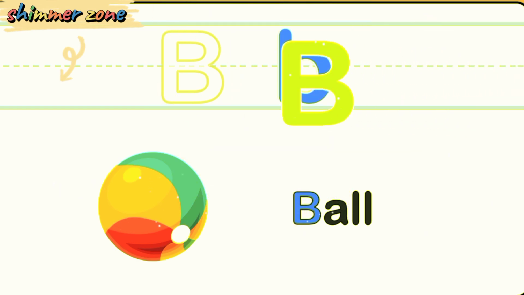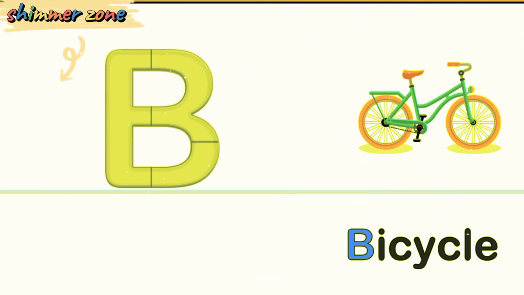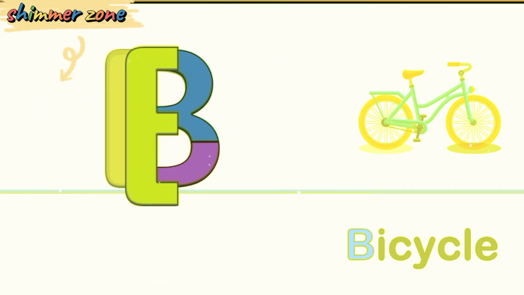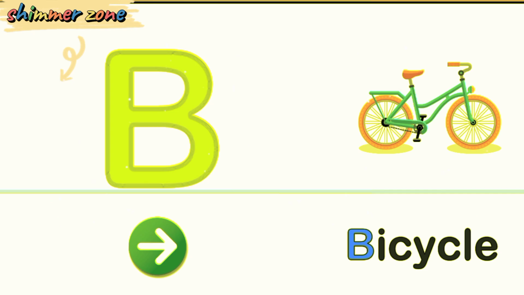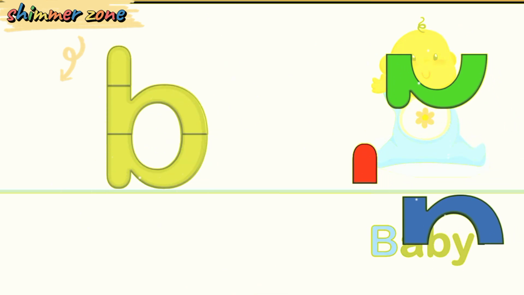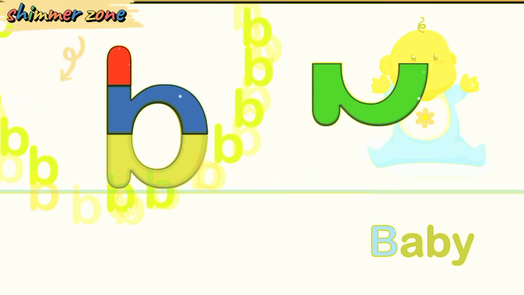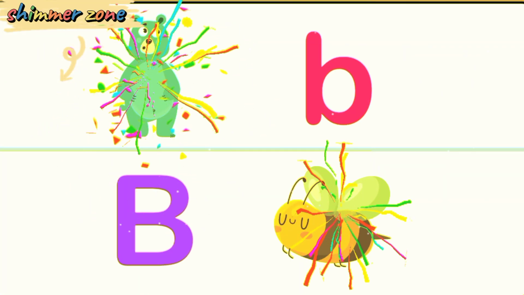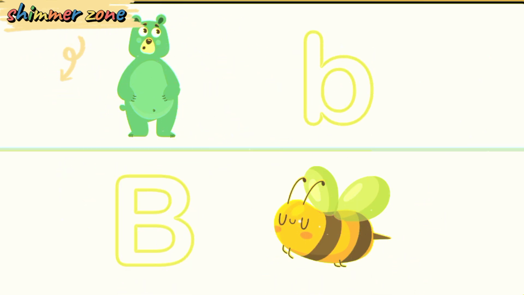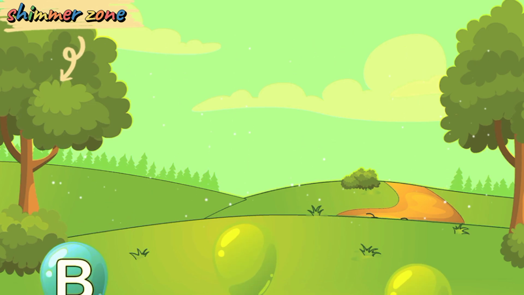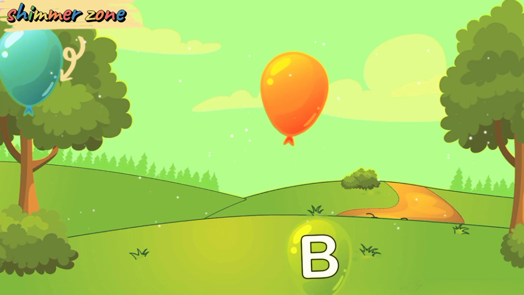It's small b and it's capital B. B is for bicycle. And B is for a baby. Great work! You have completed the puzzle B successfully.